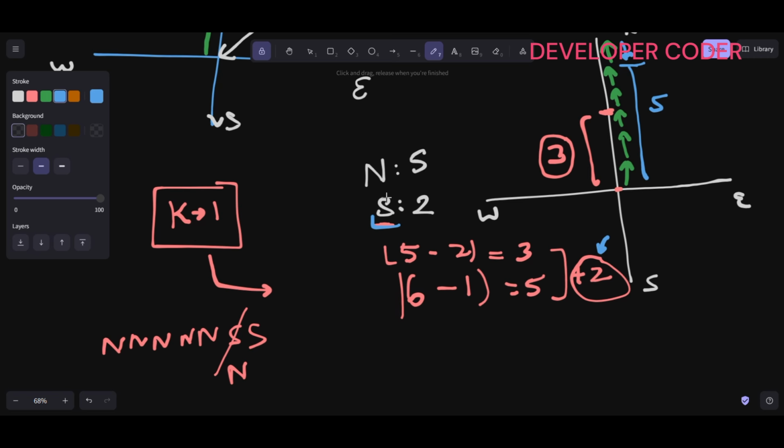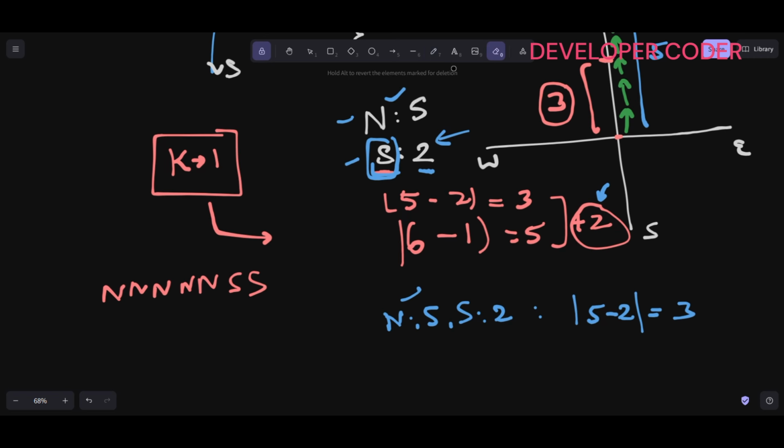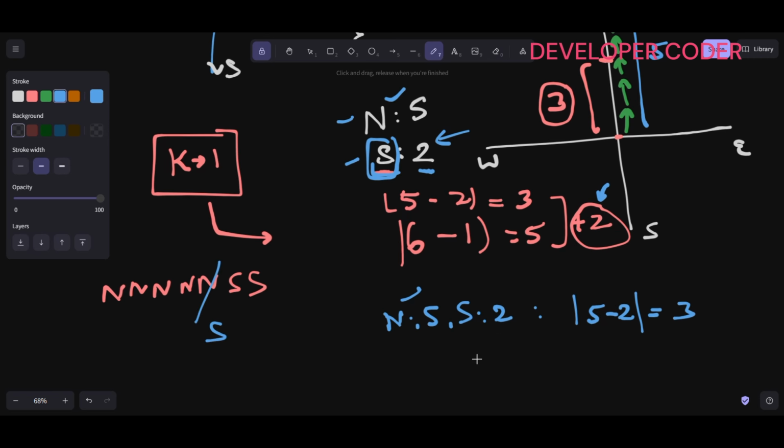But in this case we are changing the s, which occurs fewer times among north and south. What if I change the n? Initially n is 5 and s is 2, and the distance I was getting is 5 minus 2, that is 3. Now if I change this n to s, the s value is going to become 3 and the n value is going to become 4. So now I get 4 minus 3, which is 1, and here minus 2 is happening.